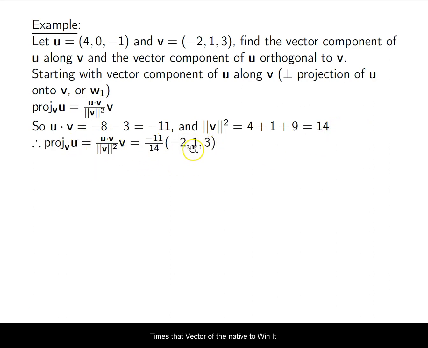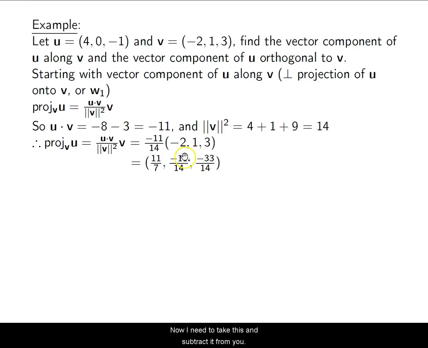Okay, times that vector of v, negative 2, 1, and 3. And again, I don't want to keep it this way. We're going to distribute this through. Okay, so this is my result. Again, the only thing that cancels is this negative 2 because they're both evens. So I got 11 sevenths, negative 11/14, negative 33/14. So that's my W1, right? That is the component of u along v, or the orthogonal projection of u onto v, same thing, right?